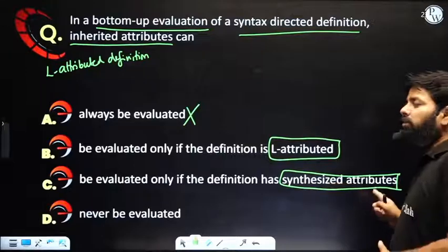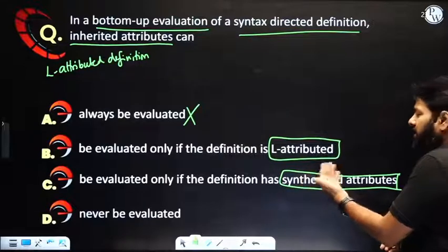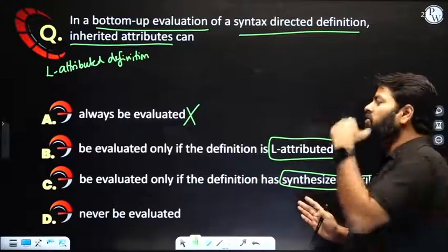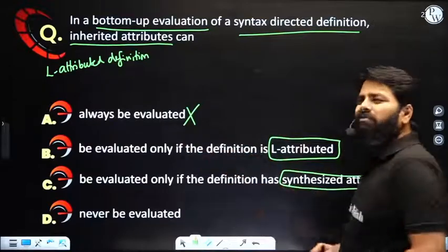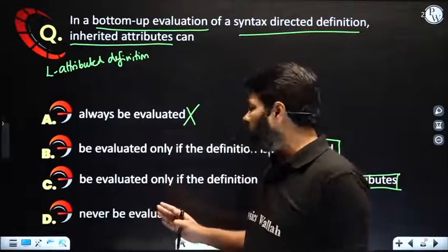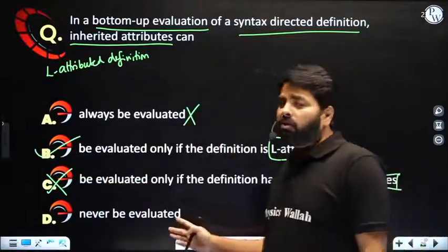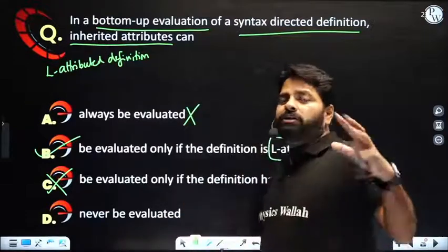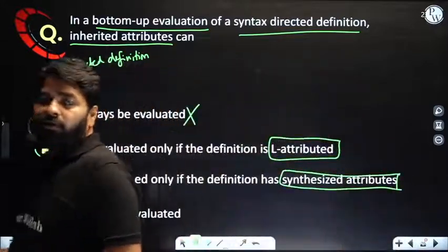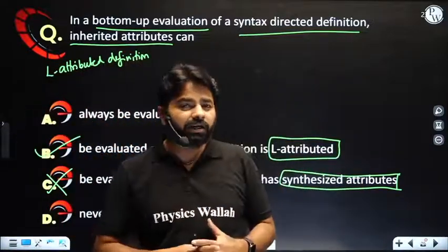An S-attributed grammar only follows synthesized attributes, so there is no meaning to inherited attributes. If the definition is S-attributed, we will never use inherited attributes. So that option contradicts our meaning completely. Never evaluated, remember that, if the definition is S-attributed. We never use this statement, and it is completely wrong. B is no doubt, and never evaluated is wrong because it is evaluated. Inherited attributes are evaluated with the help of L-attributed grammar, the L-attributed definition. So this is what we are going to learn in L-attributed evaluation.